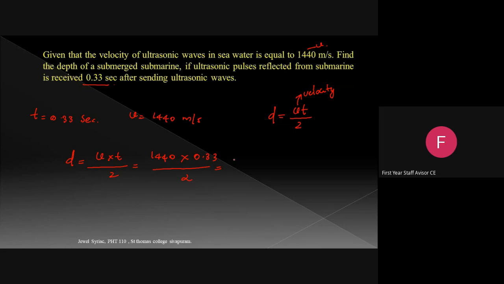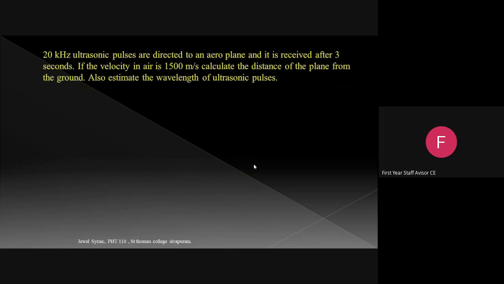237.6. So 237.6 meter ആണ് submarine depth. Sorry, the depth at which the submarine is submerged is 237.6 meter from the source of the ultrasonic wave. So കിട്ടിയിരിക്കുന്നു, സിമ്പിൾ ക്വസ്റ്റ്യൻ ആണ്, ഡയറക്റ്റ് എല്ലാം തന്നിട്ടുണ്ട്. സോ റൈറ്റ് ഡൗൺ ദ നെക്സ്റ്റ് ക്വസ്റ്റ്യൻ.